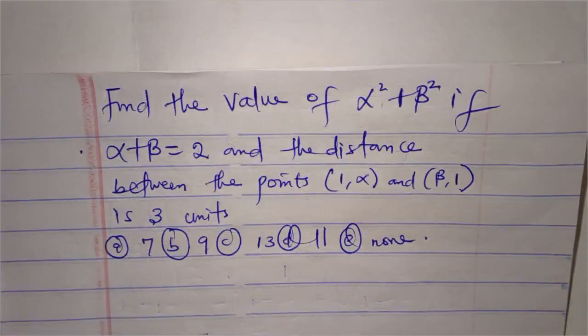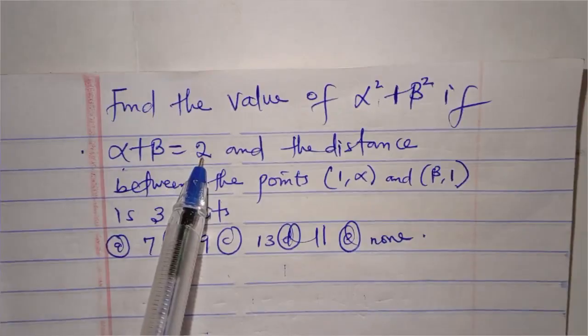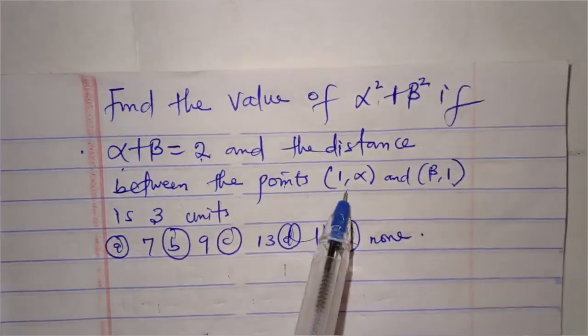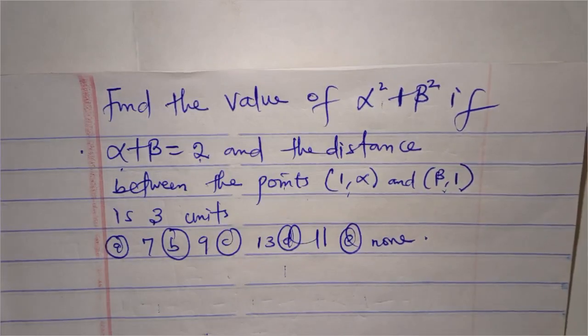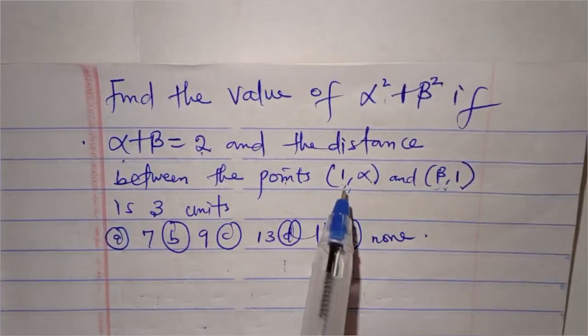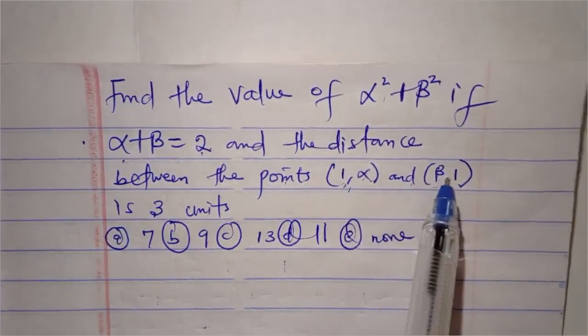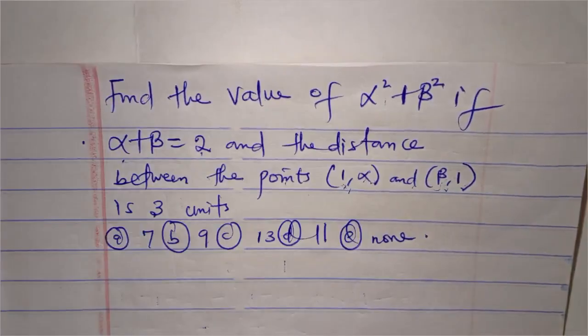Find the value of alpha squared plus beta squared if alpha plus beta is equal to 2 and the distance between the points this and this is 3 units. Okay, the question says that the distance between these 2 points, (1, alpha) and (beta, 1), is 3 units. So let us determine the distance between these 2 points first of all.